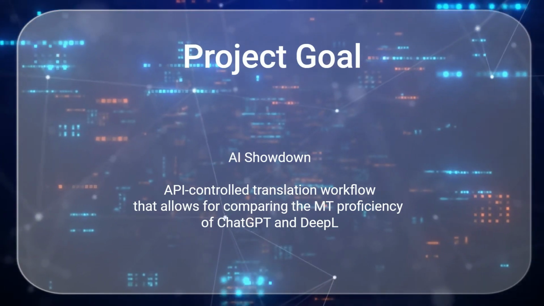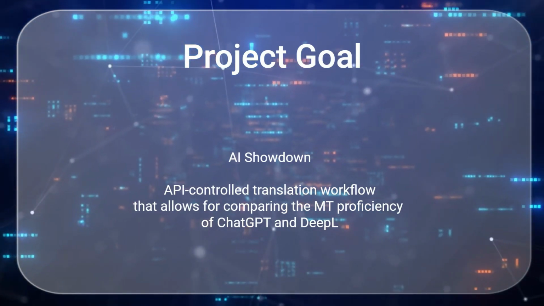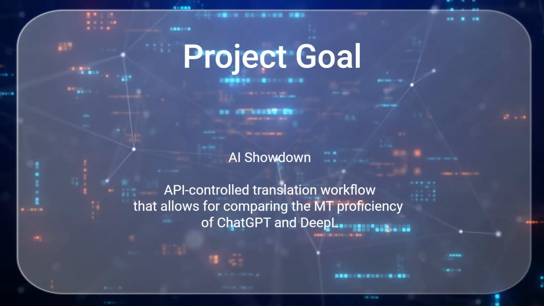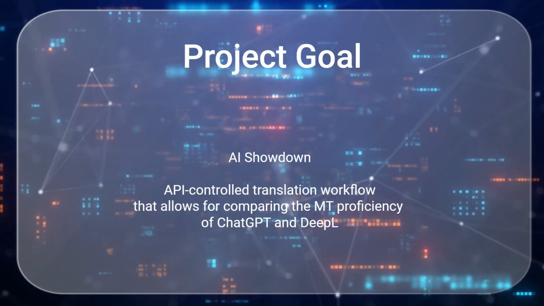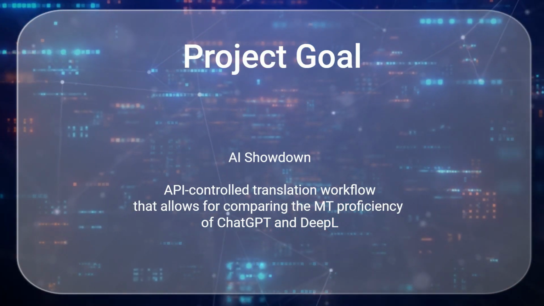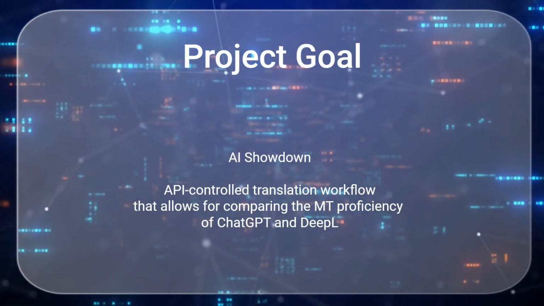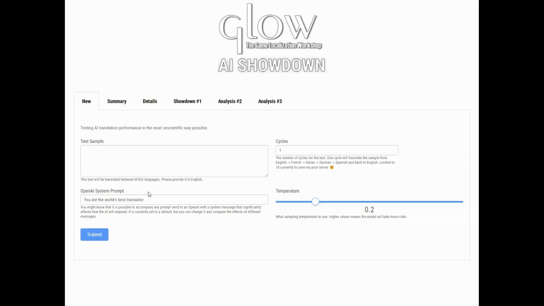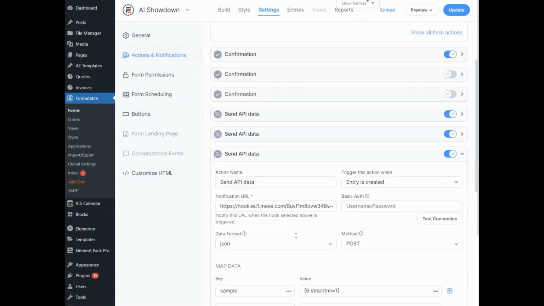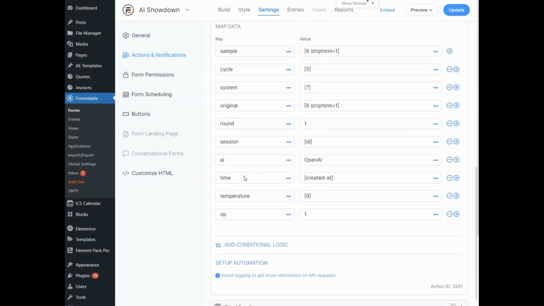I gave the construct I ultimately ended up with a dramatic title, AI Showdown. The goal of its API-controlled translation workflow is to give us somewhat of an indication of the machine translation capacities of ChatGPT versus the one of DeepL. It consists of three major components. The first is the Showdown intake form, which allows testers to enter the text samples and make adjustments like the number of cycles that the contestants will have to complete. The neat thing about forms is that entries can be formatted automatically by your definition, so they are ready to be sent as API content.